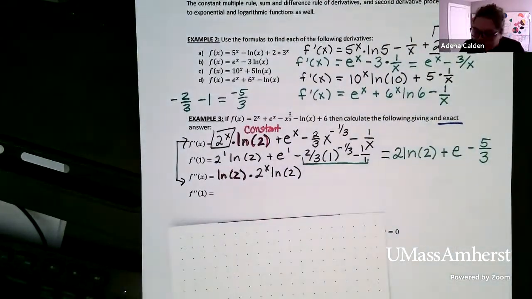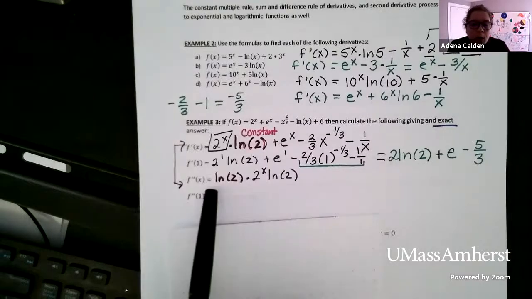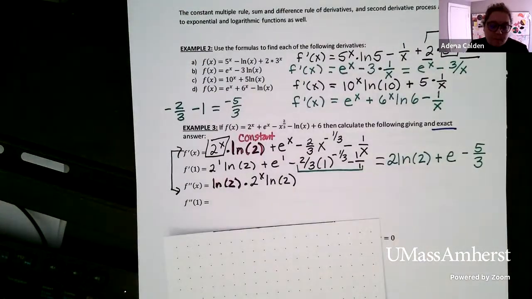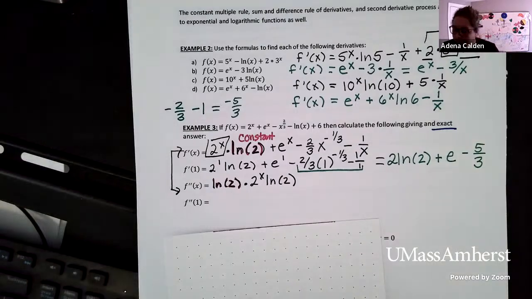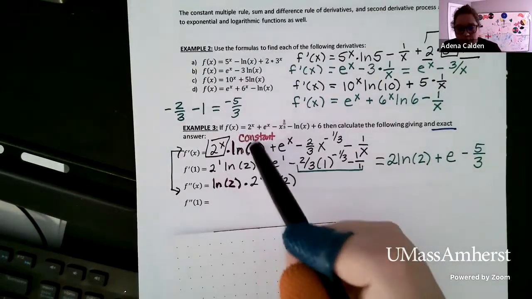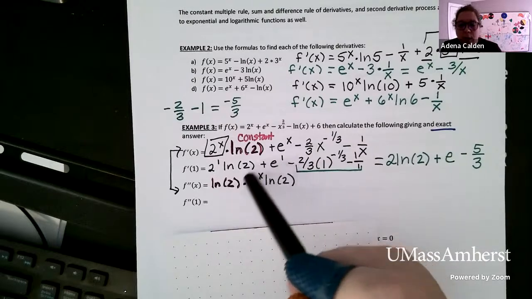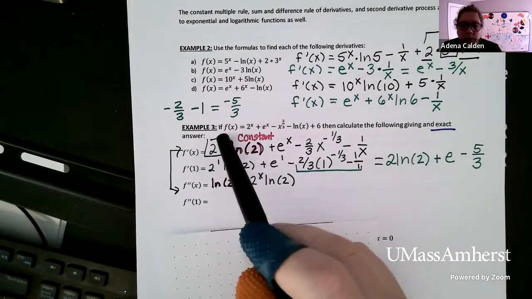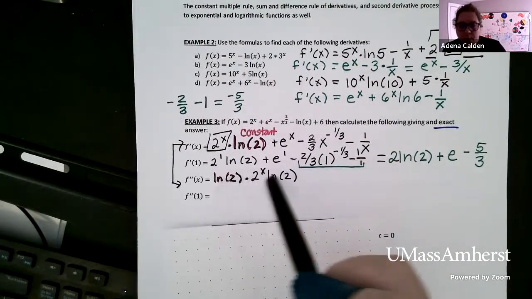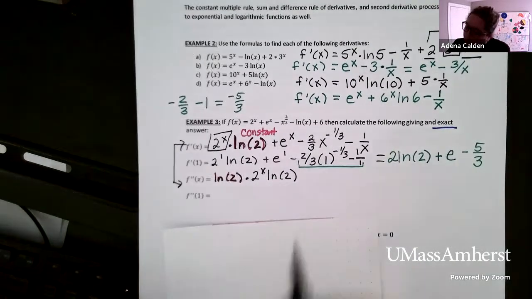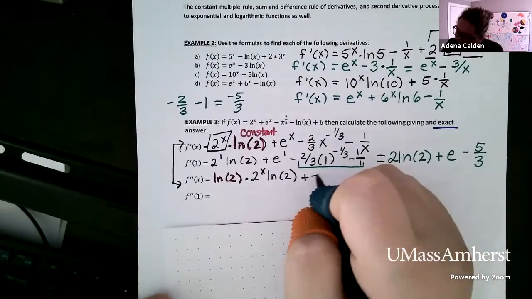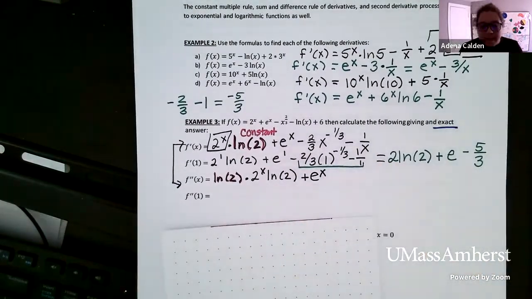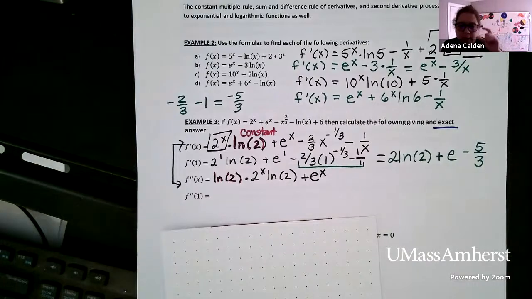So what ends up happening is that we end up with 2 of these natural log of 2 terms. And so that can be a little confusing. So I want to make sure we understand why there's 2 of them. One of them comes from this constant multiple rule, and the other one comes from taking the derivative of this 2 to the x function. So now we have 2 of them. Okay. The next term is e to the x. The derivative of e to the x, still just e to the x, good old e to the x, right?